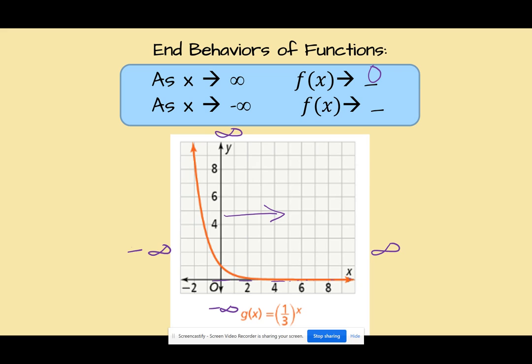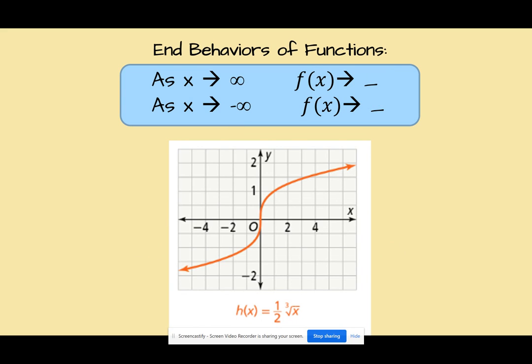Okay, as our graph moves to the left, I see it's approaching negative infinity left and right, up and down. This one's going to keep on going towards positive infinity. So you could have a number value for this, or you could have positive or negative infinity. Okay, here is a cube root function. As my x values move to the left, my y values are going up towards positive infinity. And as my graph moves left, my y values are going down towards negative infinity.